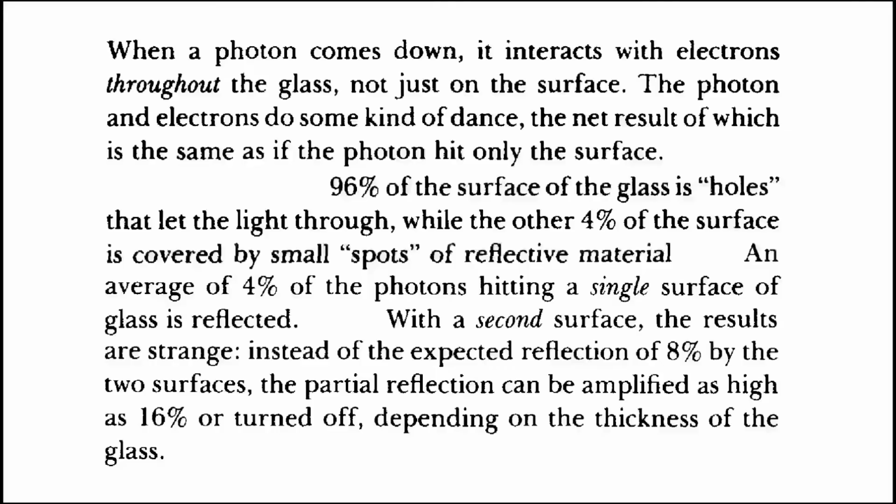Okay, so let's see how he explains reflection. Again, Mr. Feynman now is going to work his way to explaining the mechanism. When a photon comes down, it interacts with electrons throughout the glass, not just on the surface. The photon and electron do some kind of dance, the net result of which is the same as if the photon hit only the surface. 96% of the surface of the glass is holes that let the light through, while the other 4% of the surface is covered by small spots of reflective material. An average of 4% of the photons hitting a single surface of glass is reflected.